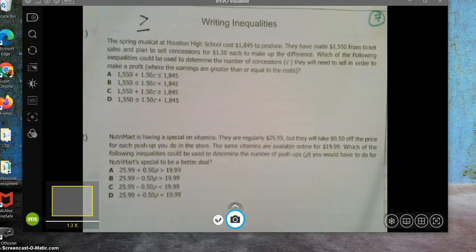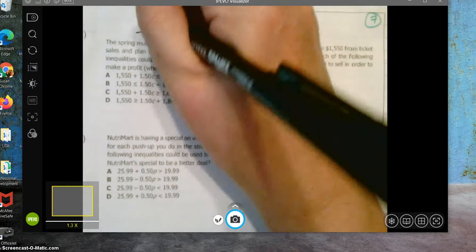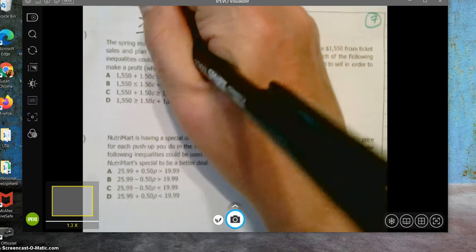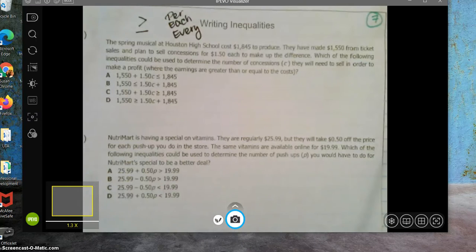Okay? So number one, it says, the spring musical at Houston High School costs $1,845 to produce. Okay? They have made $1,550 from ticket sales and plan to sell concessions for $1.50 each to make up the difference. So if you remember our words per, each, every. Okay, so those are going to apply here.